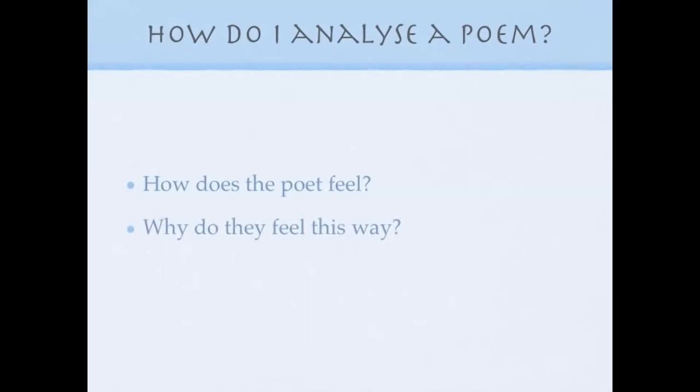And then once you've ascertained the feeling and what's caused it, you then need to think about, how do you know this? What words and phrases that you can notice in the poem caused you to understand that or allowed you to see that point of view? Now, this is where our poetic devices will come in. What connotations did that word have, or what did that phrase symbolize?